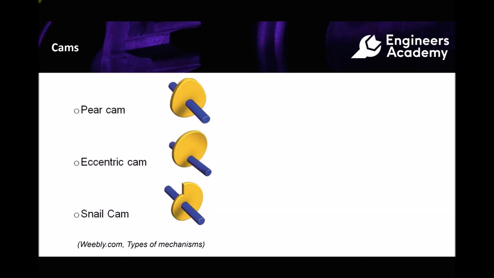Now, as mentioned previously, there's various different types of cam to achieve different types of motion, and some of the more common ones we have here are a pear-shaped cam, an eccentric cam, which is essentially round but with an offset centre, and a snail cam, where we can achieve a gradual lift and then a sudden drop for a valve. And there's lots of other different types of cam to achieve different motions.